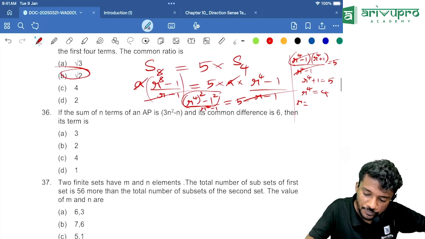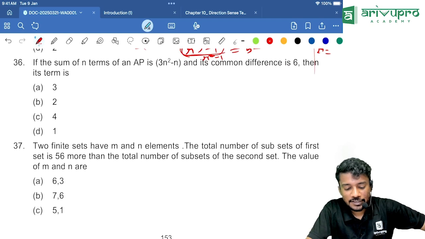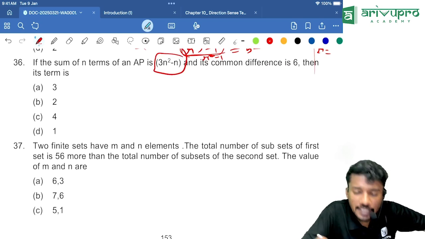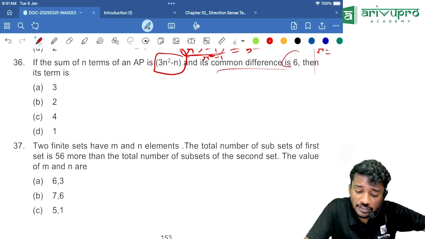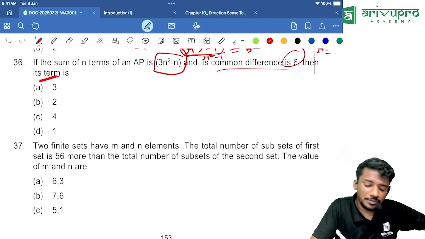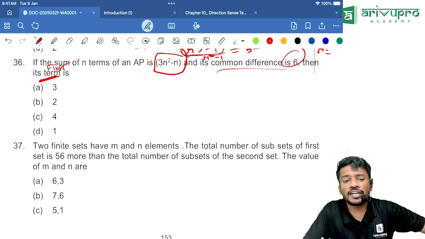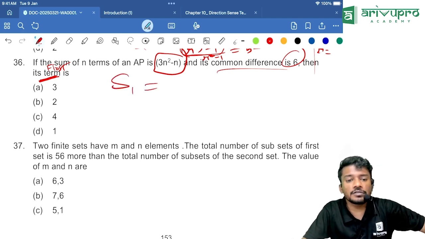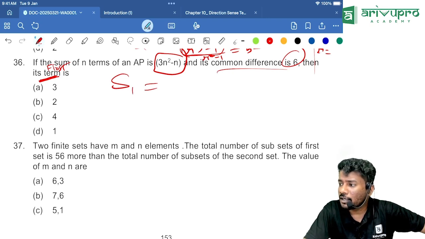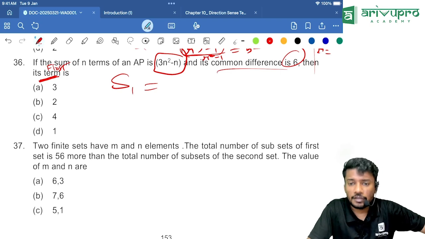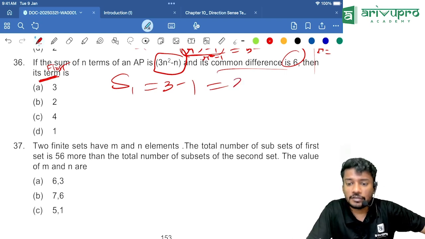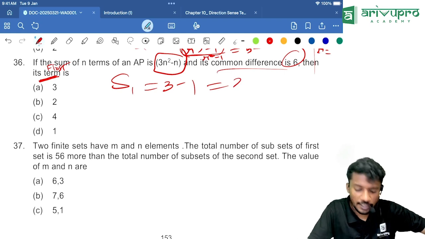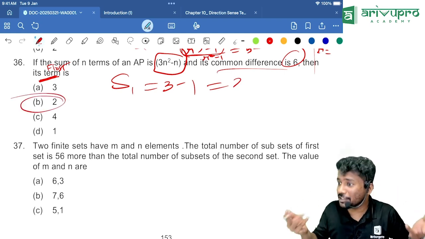Yes. Next question. Can you find it? If the sum of n terms of an AP is 3n square minus n, its common difference is 6. Then they are asking for its term, mainly they mean the first term. How will you find the first term? S1 is equal to A1, right? Do you remember? S1 is how much? 3 minus 1 is equal to 2. They are asking what the first term is only, right? If the first term is the question, 2 is the answer.